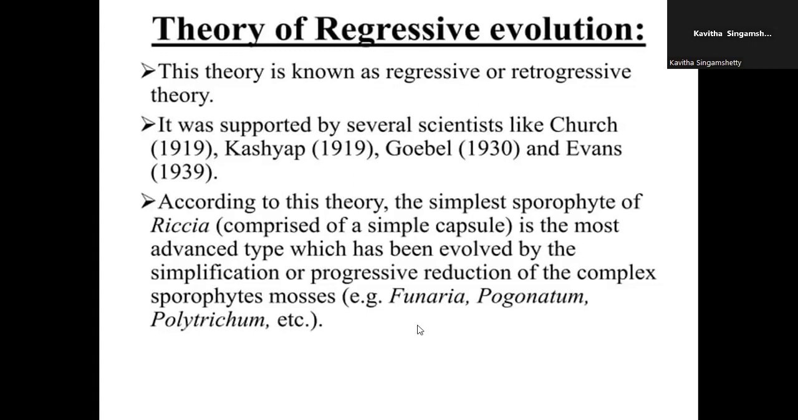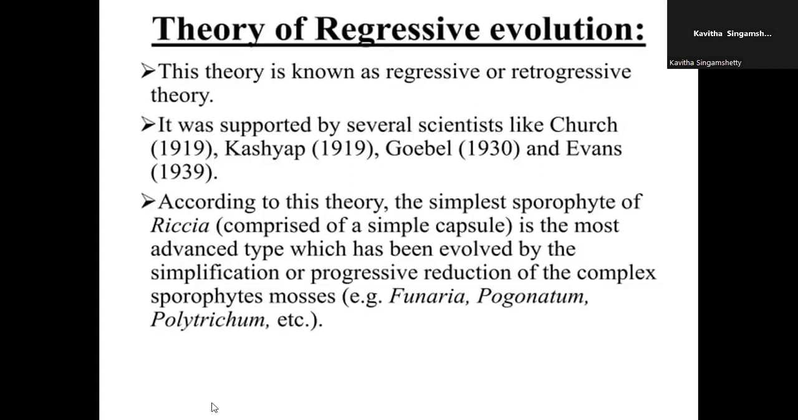So regressive, they can say that it's an opposite. When there is more fertile tissue, that will be the primitive form. Less fertile tissue, I'm calling it a complex form. But what this theory is saying is that simplicity of the sporophyte is considered to be the advanced form. I told you that Riccia is primitive, and Funaria and Polytrichum are advanced or complex. But depending upon the reduction in the sporophytic tissue or sporogenous tissue, it is considered to be the primitive.